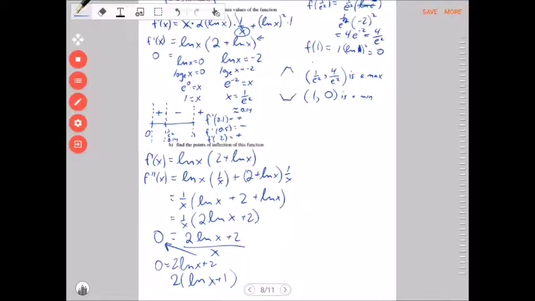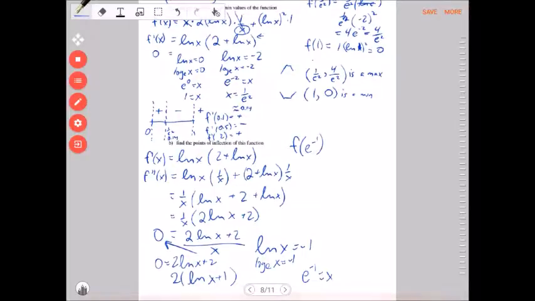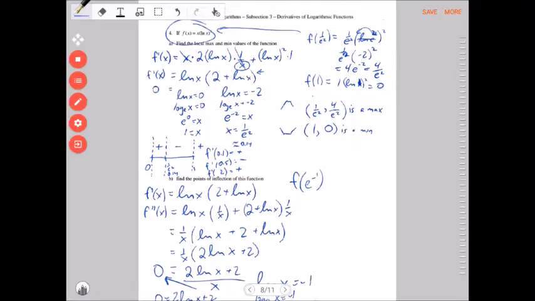So the second derivative equals 0 when ln x equals negative 1. Of course, that's log base e of x equals negative 1, so e to the negative 1 equals x. That is the x-coordinate of our point of inflection. Then we need the original function evaluated at e to the negative 1. I'm going to scroll up a little bit to get that. That is x times (ln x) squared.